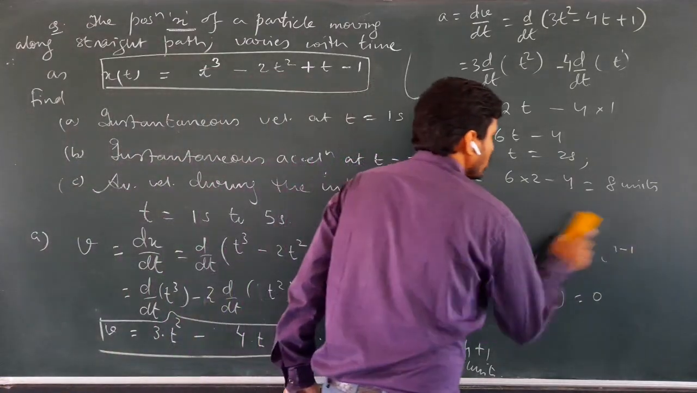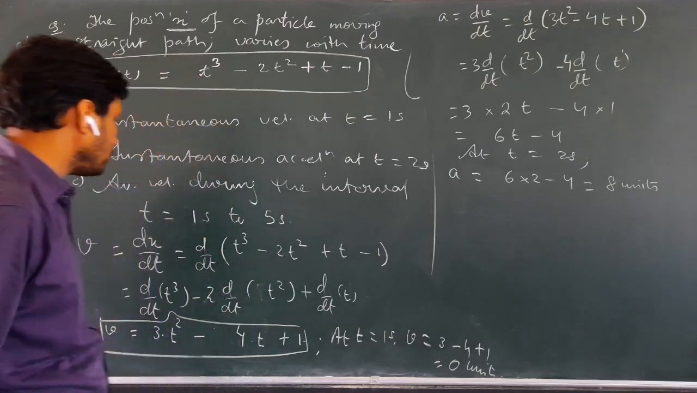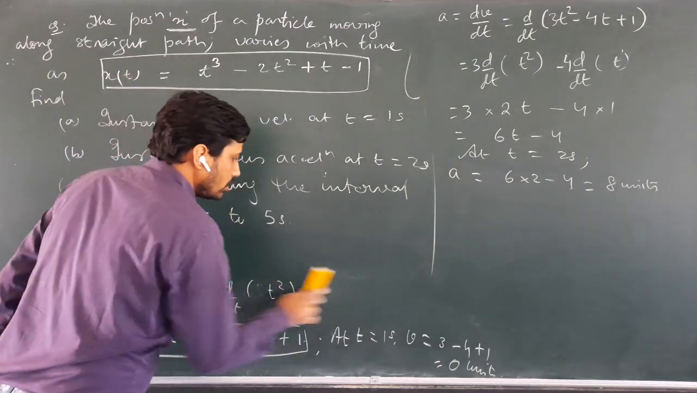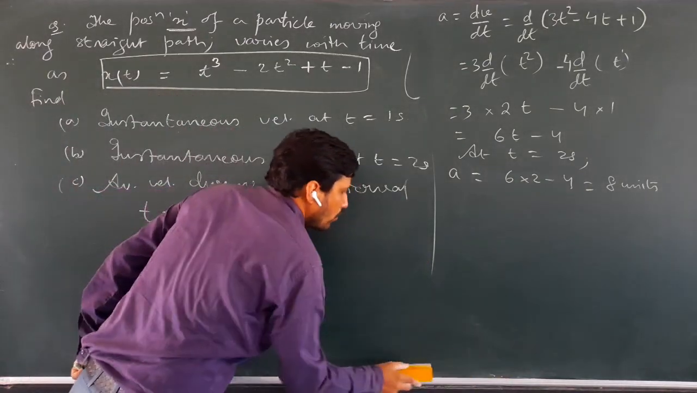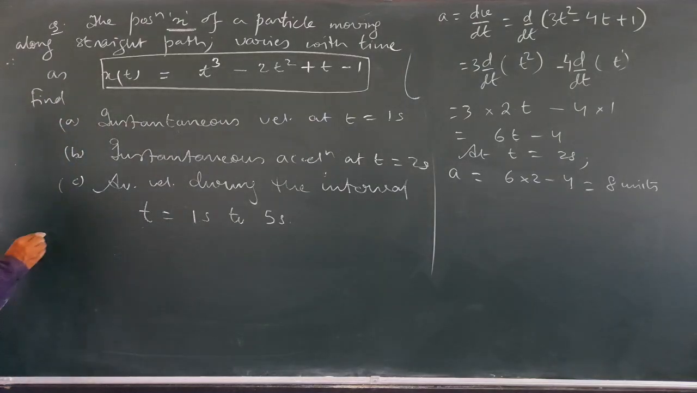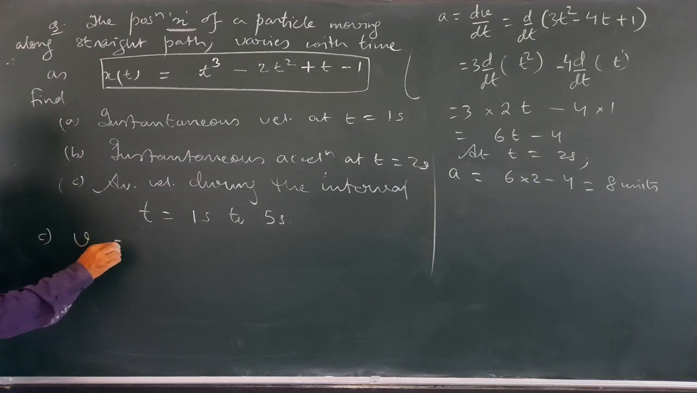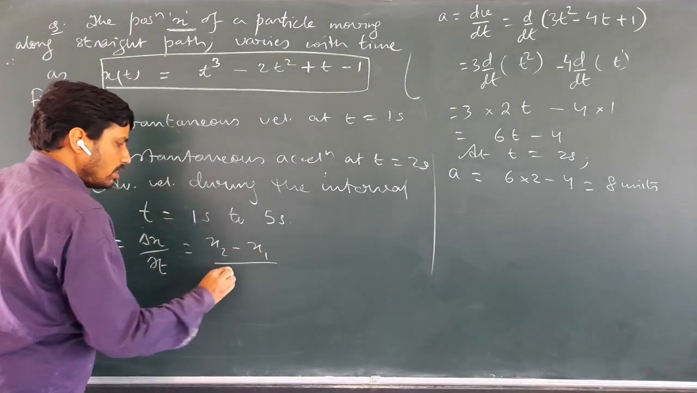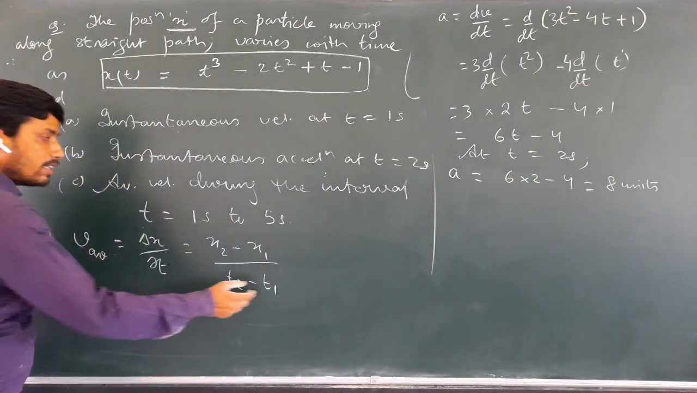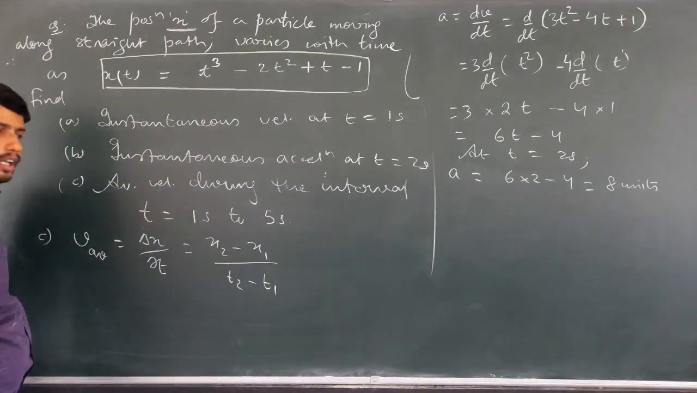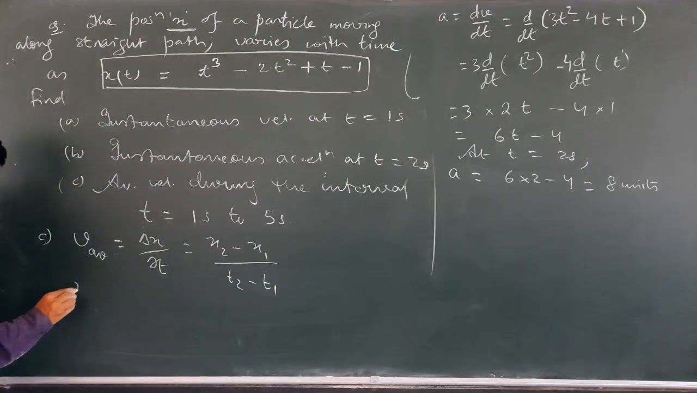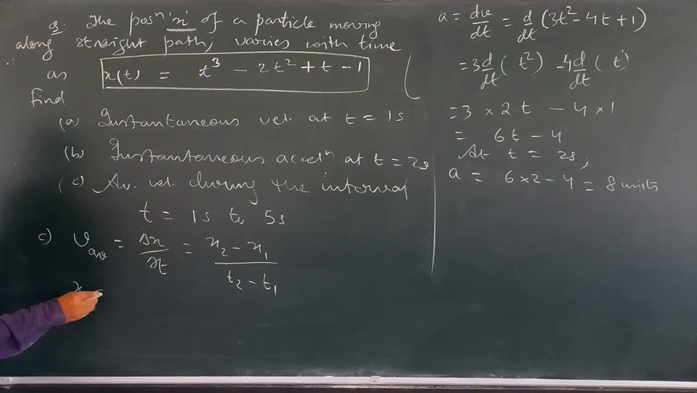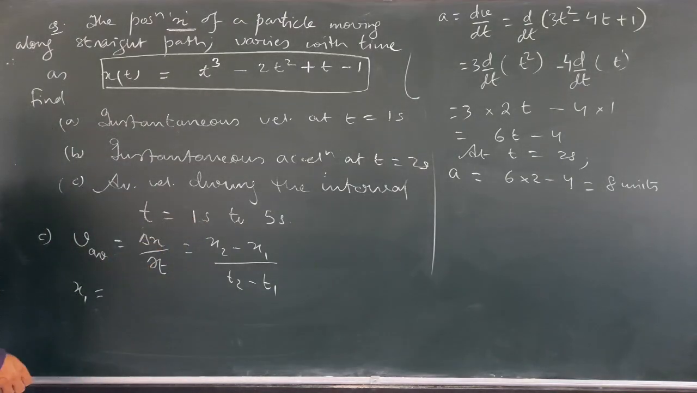Okay. Now the third question, third part. We have to find average velocity during the interval t is equal to 1 second to t is equal to 5 seconds. Now how do we find average velocity? See, average velocity is given as change in position by time interval. That is x2 minus x1 by t2 minus t1. t1 is 1 second, t2 is 5 seconds. I have to find x1 and x2. What is x1? x1 is the position at time t1. t1 is 1 second. The x1 is position at time 1 second.